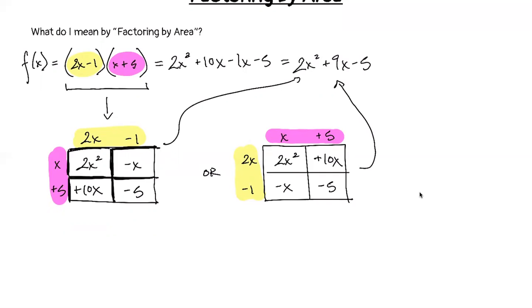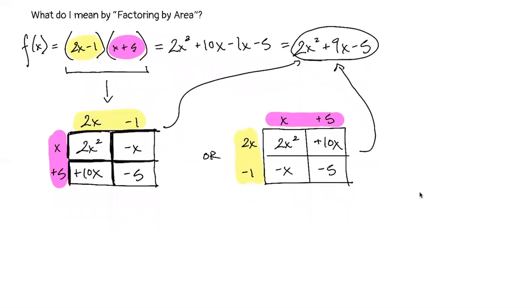So what we're going to do in this lesson is use this idea of area, and instead of trying to find the inside of the rectangle, we're going to be trying to find the outside of the rectangle. We're going to be given something like this, and we're going to try and find the pink and the yellow factor.